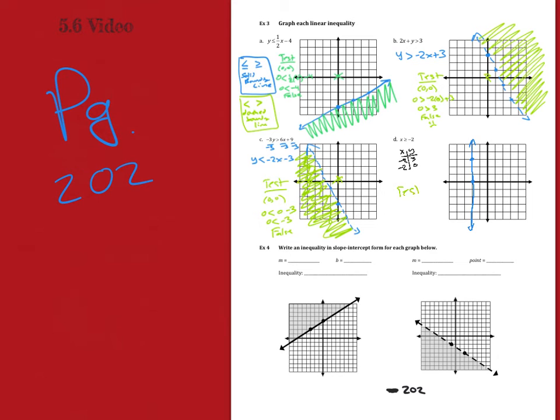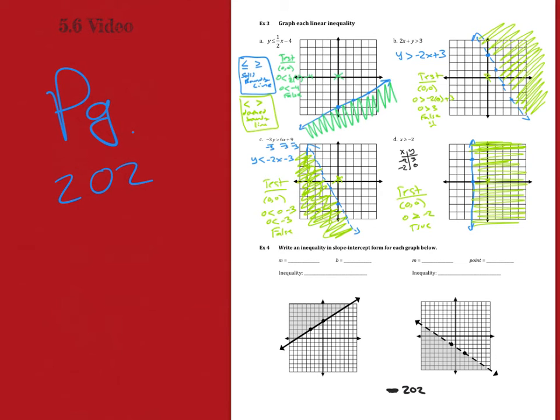So the point that I can test, again, I'll test 0, 0. All right, and then really this one just says 0 is bigger than negative 2. That's true. 0 is bigger than negative 2. So now I'm on the right side, or the correct side, which happens to be the right side. So I shade the side of the line that 0, 0 is on, and there's my answer.